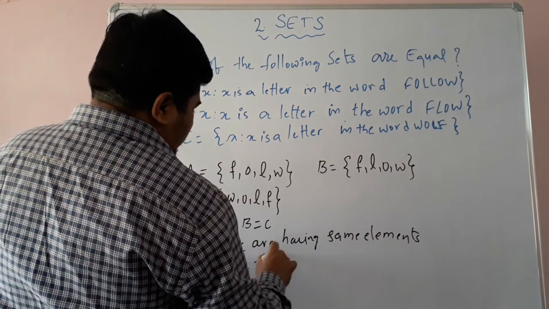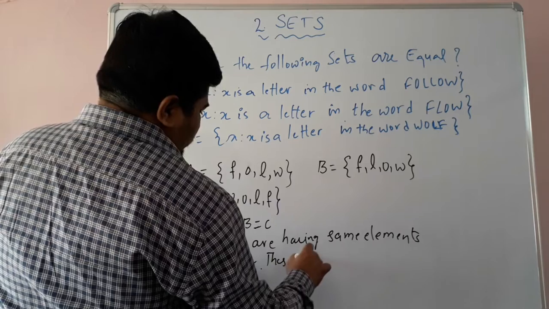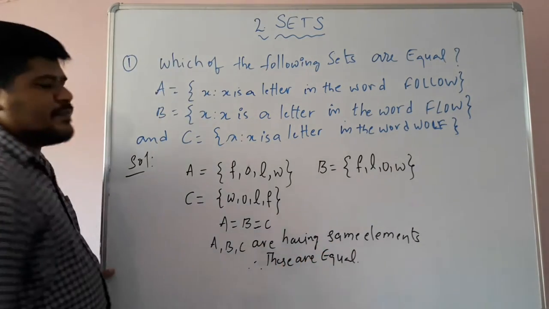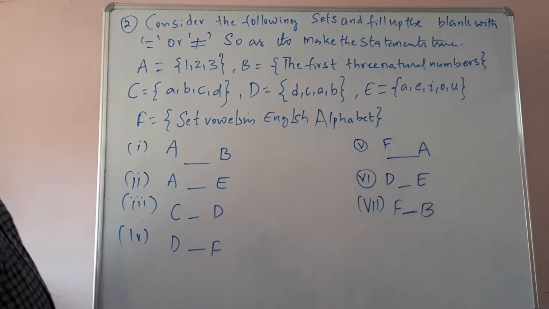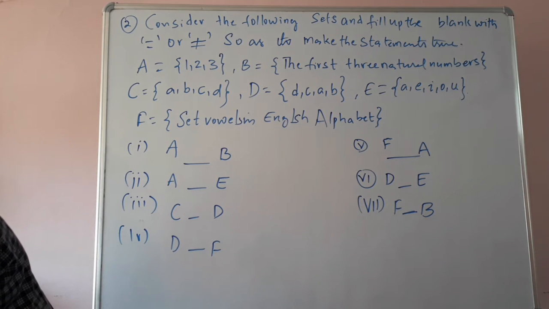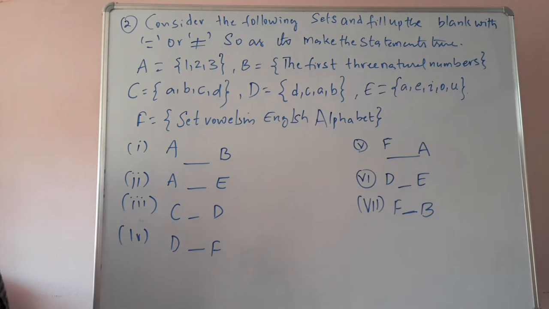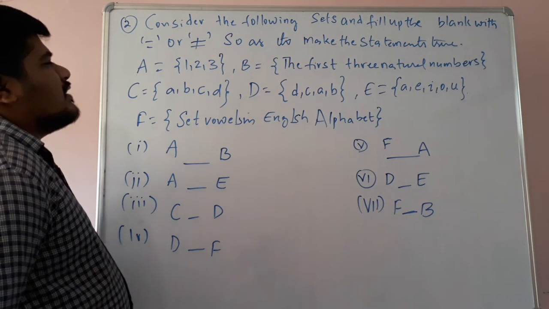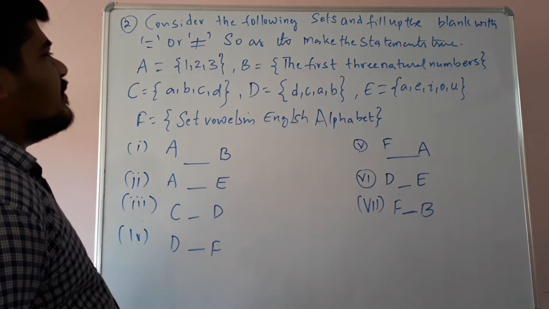Therefore, these are equal. Okay, now let's see problem number 2. Consider the following sets and fill up the blanks with equal to or not equal to, so as to make the statements true. A is equal to {1, 2, 3}. B is equal to the first three natural numbers.